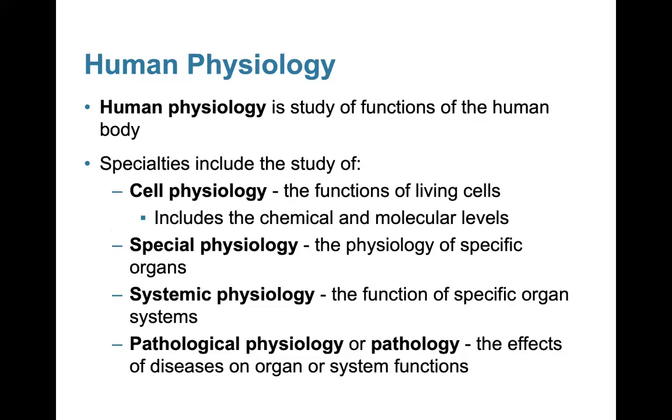Now, human physiology is the study of functions of the human body, and there are several subspecialties of human physiology. This could include cell physiology. This is the functions of living cells, which include the chemical and molecular levels. Special physiology. This is the physiology of specific organs. Systemic physiology is the function of specific organ systems. And then pathological physiology, or more commonly referred to as pathology. This is the effects of disease on an organ or an organ system and its functions.